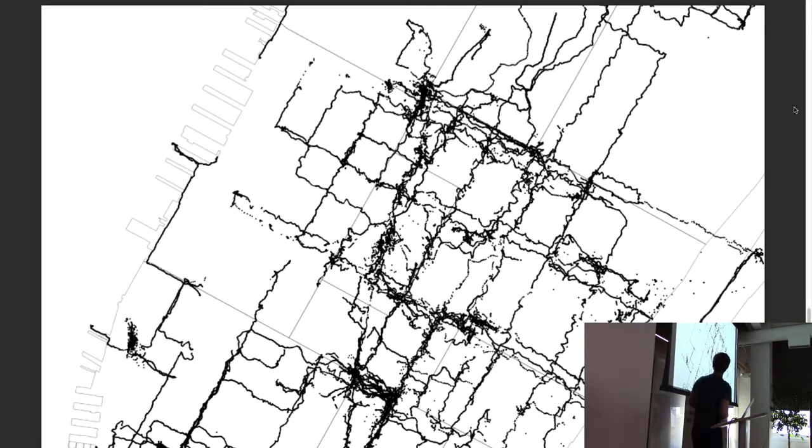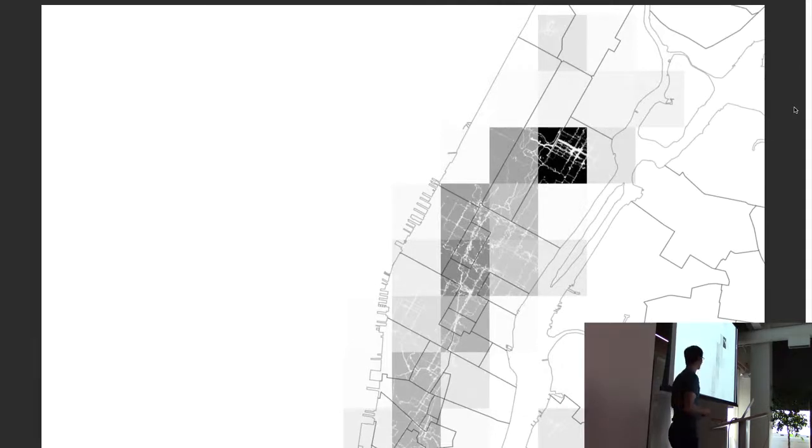And this was more like an artistic way of expressing the data. I tried to put a heat map on top of the actual data, so it looks kind of artistic. I don't know, if you like it, please say it.